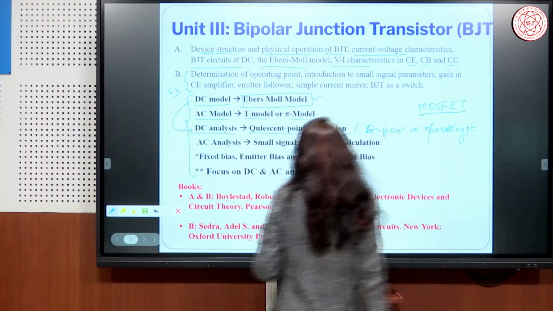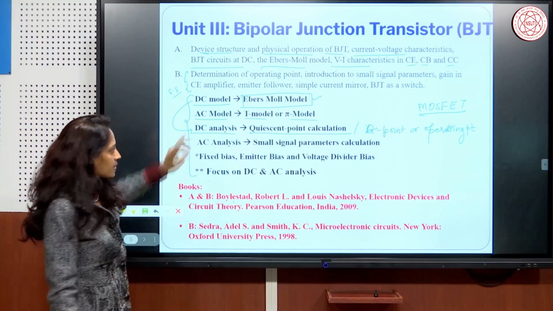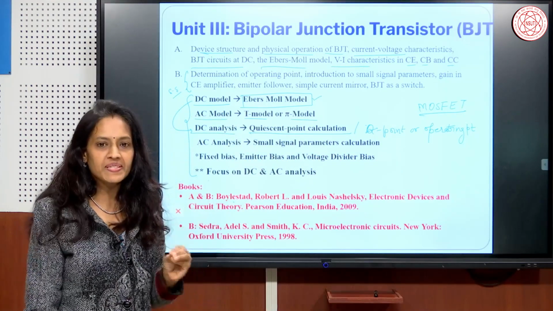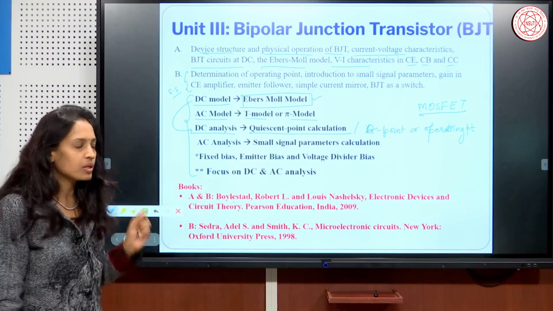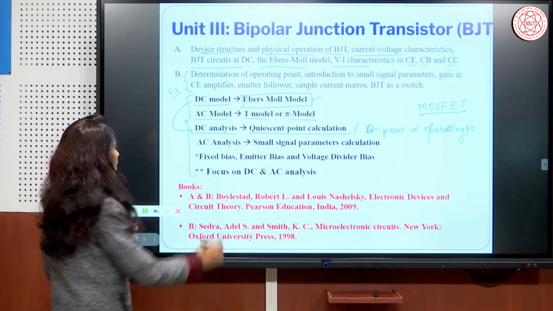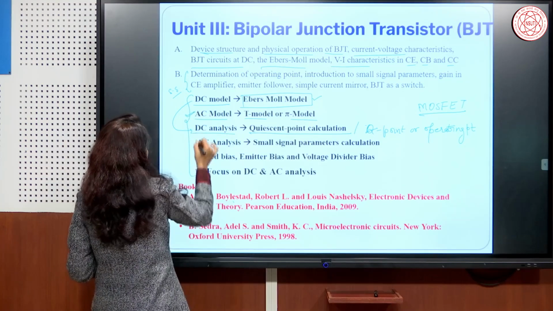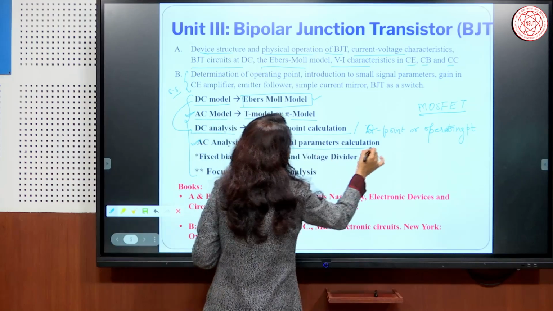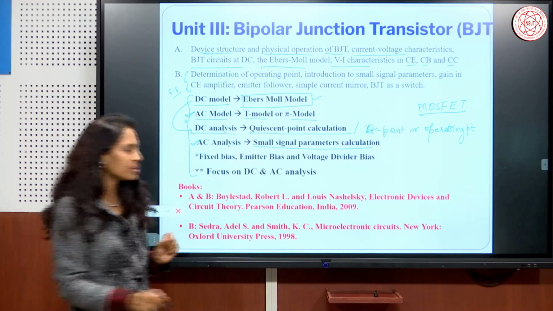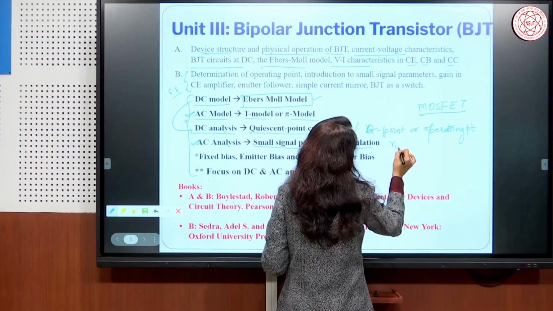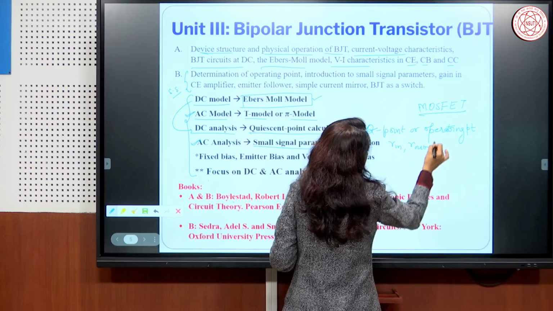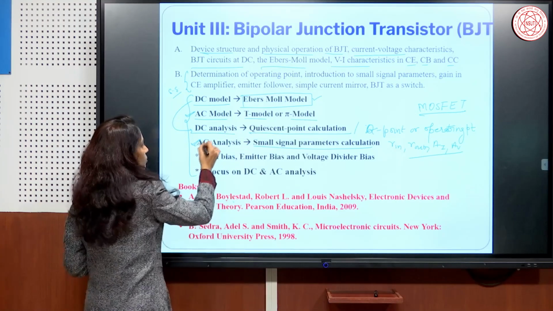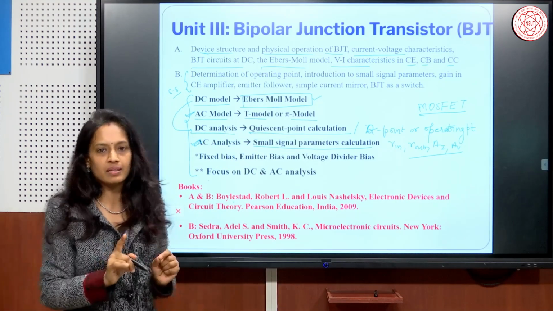So whenever you are going for DC model or DC analysis, you will calculate your Q point or operating point. But once you apply your signal, which is small in amplitude, your AC model will come into picture and your AC analysis will be carried out. In this you will calculate the small signal parameters. Small signal parameters means your input resistance R in, your output resistance R out, your current gain, your voltage gain. All these parameters will be calculated through AC analysis, not by DC analysis.